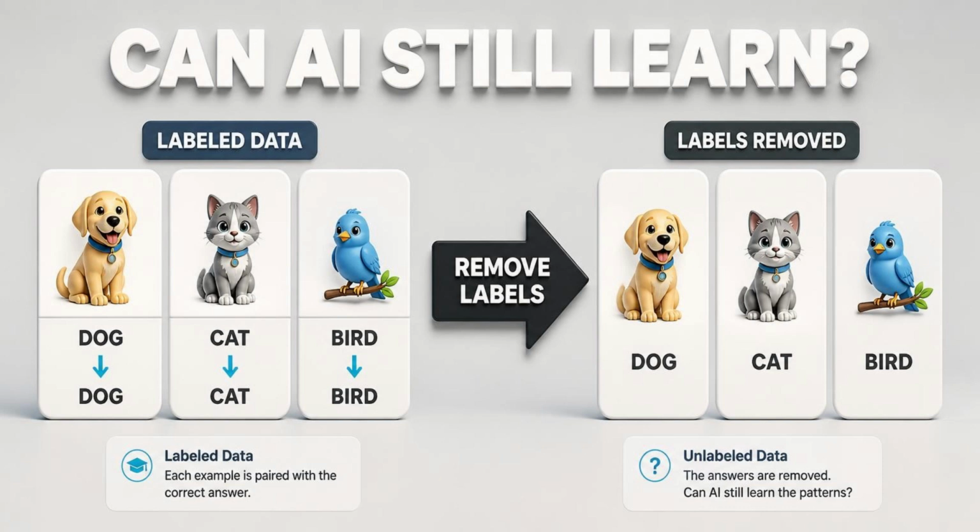Okay, so in our last video, we saw how AI learns from labeled data. Basically, we give the AI an example, and we also give it the correct answer. Dog, dog, cat, cat, bird, bird. Pretty simple, right? But here's where things get interesting. What happens if we take all those answers away? No labels, no teacher, no answer key. Can AI still learn? Surprisingly, yes.